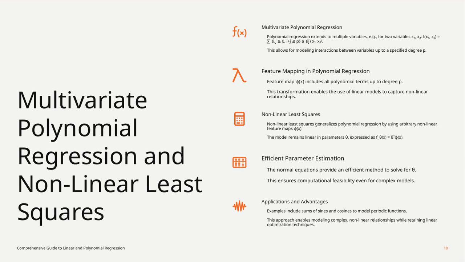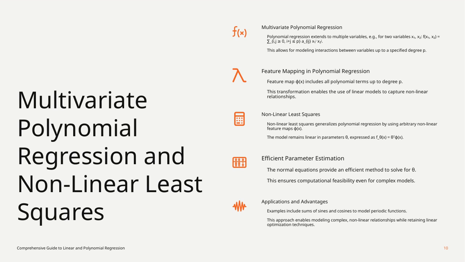Moving on to nonlinear least squares, this technique generalizes polynomial regression by using arbitrary nonlinear feature maps, which we denote as phi of x. What's interesting here is that even though the feature map can be quite complex, the model remains linear in the parameters. Expressed as f theta of x equals theta transpose times phi of x. This linearity in parameters is what keeps the estimation process manageable.